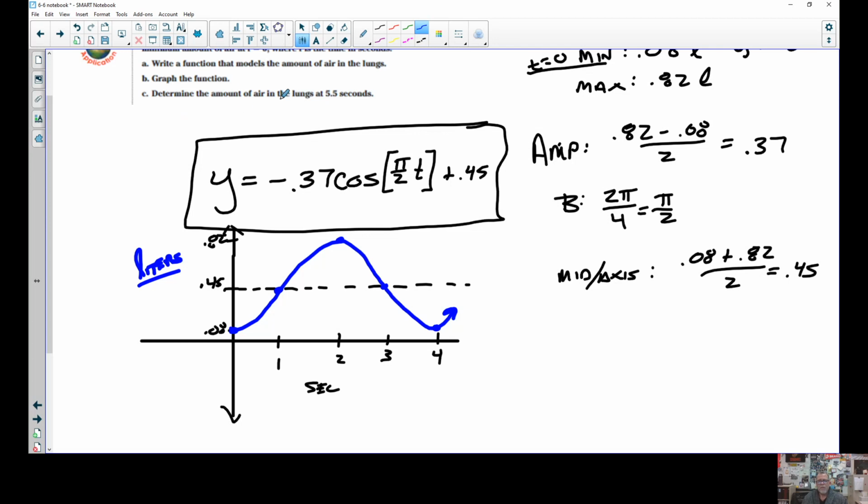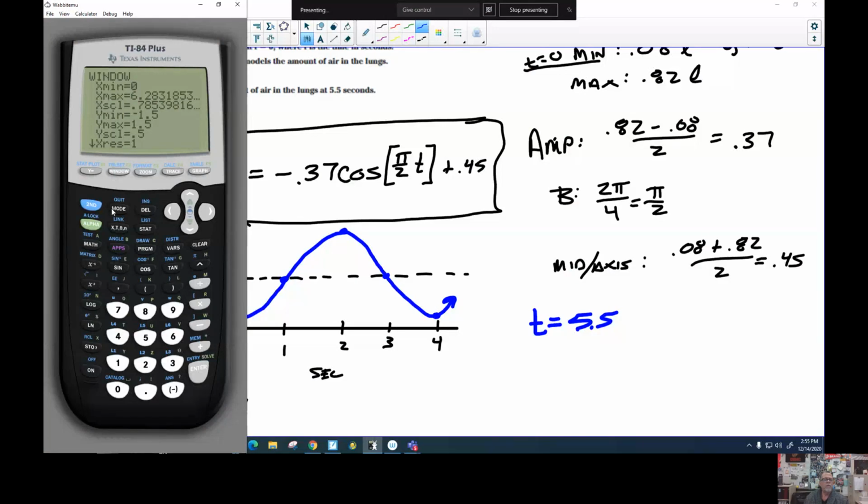And, excuse me, if they ask you to determine the amount at t equals 5.5, all we do is plug that in. So what am I going to do? First, I am going to share this screen with you. Let's do this real quickly. I want to share with you this screen so you can see my graph.